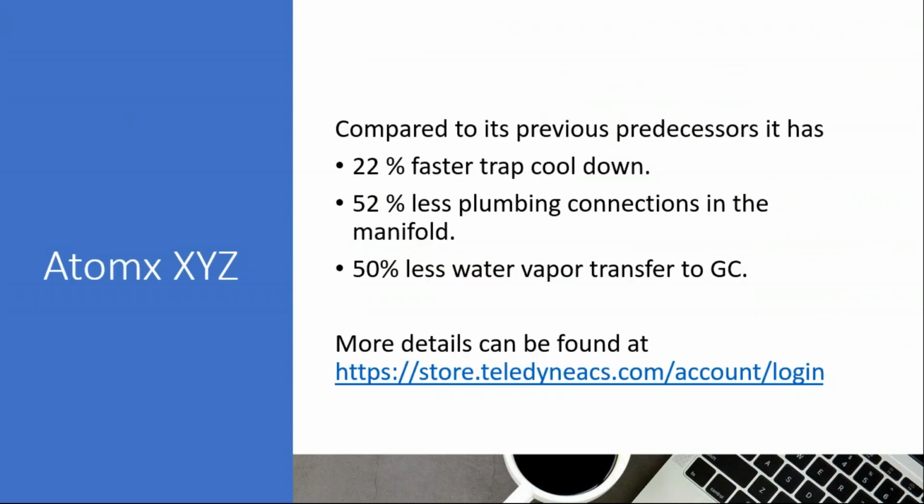Compared to its predecessors, the Atomic XYZ has a 22% faster trap cooldown time, 52% fewer plumbing connections, and up to 50% less water vapor transferred to the GC. More details of the Atomic XYZ can be found online using the e-link below.